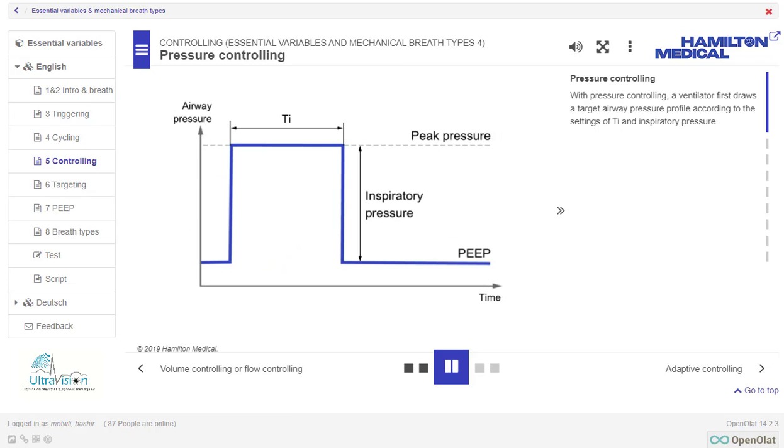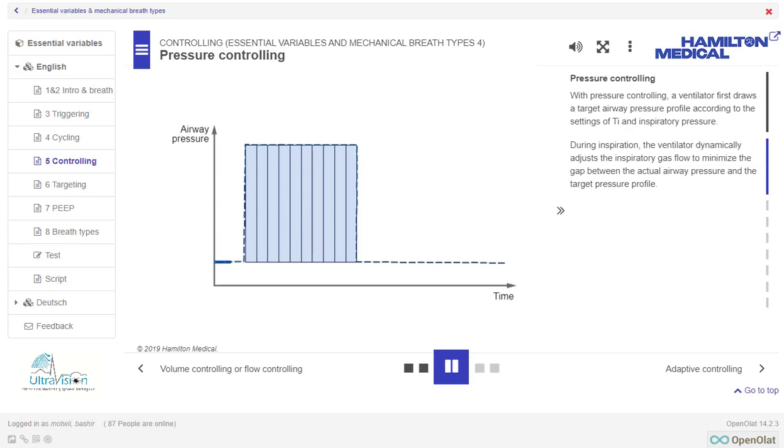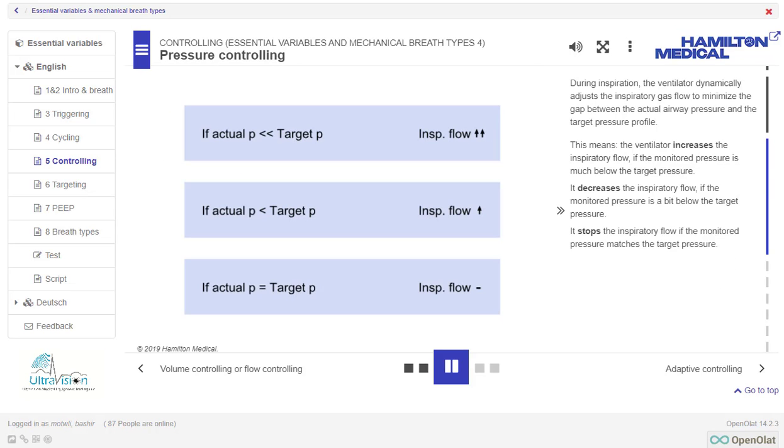Pressure controlling. With pressure controlling, a ventilator first draws a target airway pressure profile according to the settings of TI and inspiratory pressure. During inspiration, the ventilator dynamically adjusts the inspiratory gas flow to minimize the gap between the actual airway pressure and the target pressure profile. This means the ventilator increases the inspiratory flow if the monitored pressure is much below the target pressure. It decreases the inspiratory flow if the monitored pressure is a bit below the target pressure. It stops the inspiratory flow if the monitored pressure matches the target pressure.